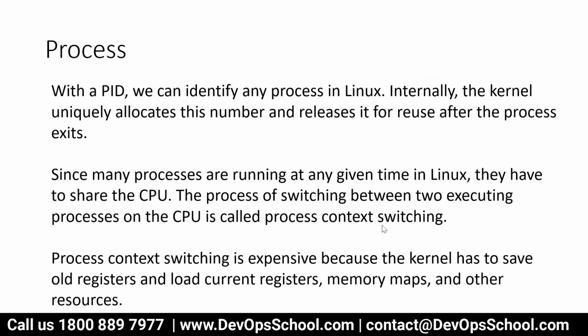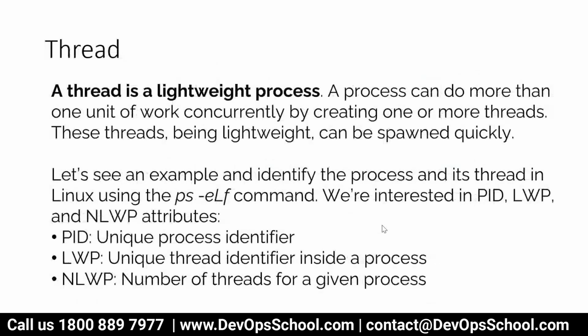Now you might have seen one process create multiple threads. So what is a thread? A thread is a lightweight process. Simply put, a process can do more than one unit of work concurrently by creating one or more threads. Threads, being lightweight, can be spawned quickly. That's the reason you might have seen the PID is 27,000 plus.